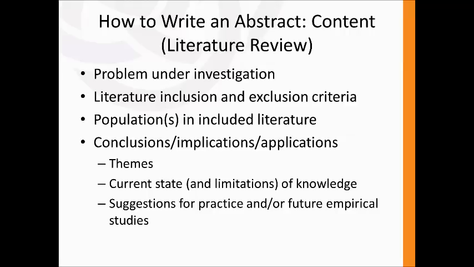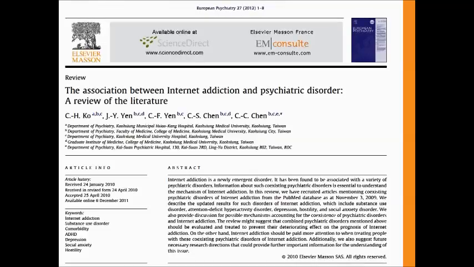Okay, so let me give you an example of all this. This is the first page of an article titled "The Association Between Internet Addiction and Psychiatric Disorder: A Review of the Literature." You have the authors there, their affiliations, the title of the journal is up here. It's European Psychiatry, volume 27 from 2012, pages 1 to 8. So you can definitely track this article down if you want.